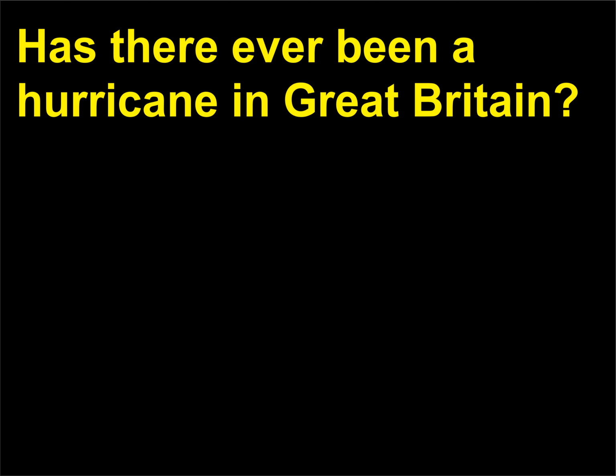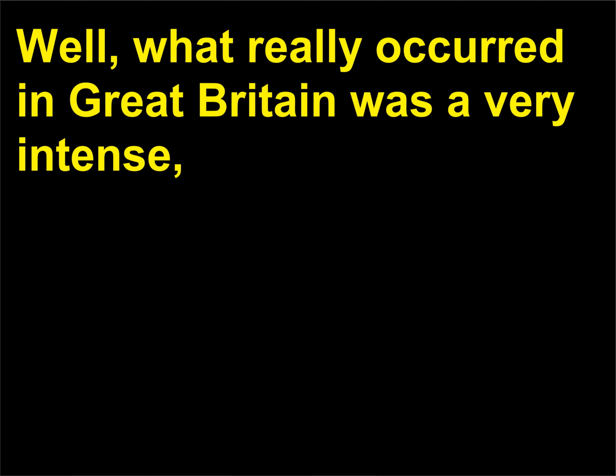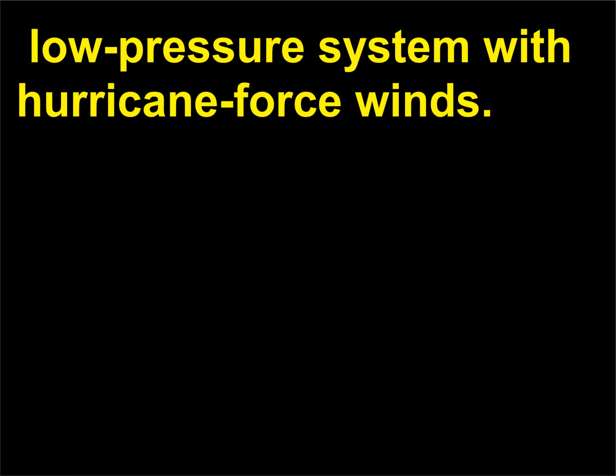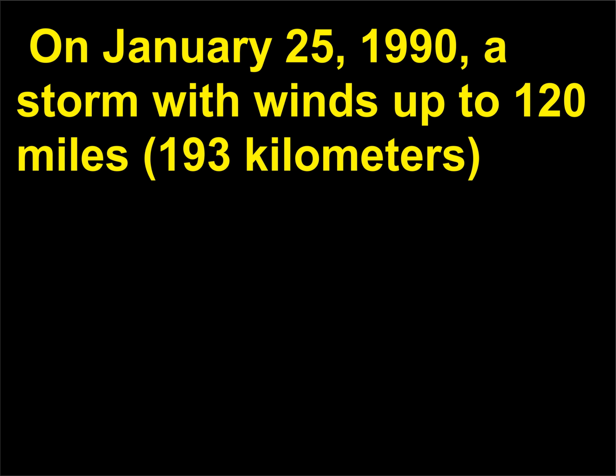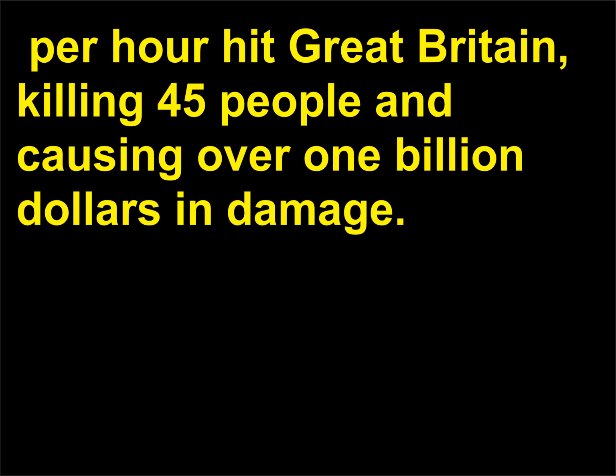Has there ever been a hurricane in Great Britain? Well, what really occurred in Great Britain was a very intense low-pressure system with hurricane-force winds. On January 25, 1990, a storm with winds up to 120 miles, 193 kilometers per hour hit Great Britain, killing 45 people and causing over $1 billion in damage.